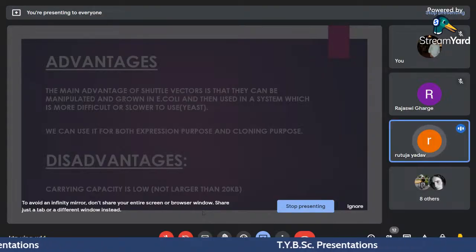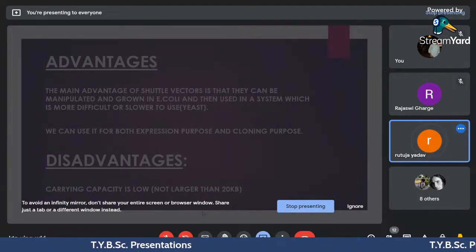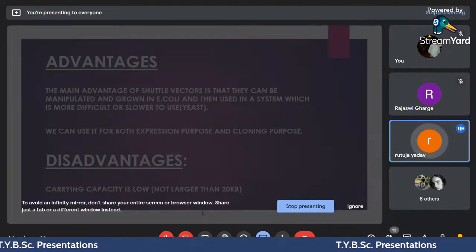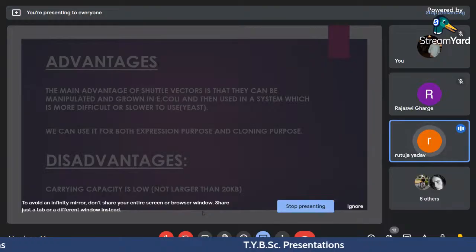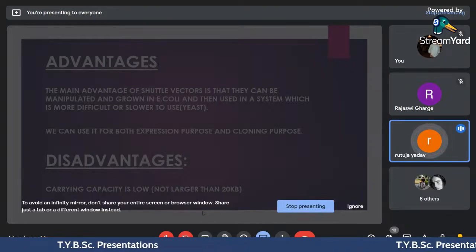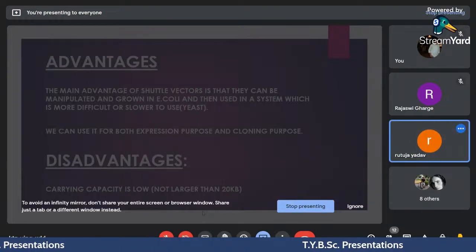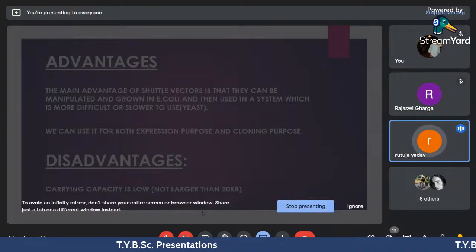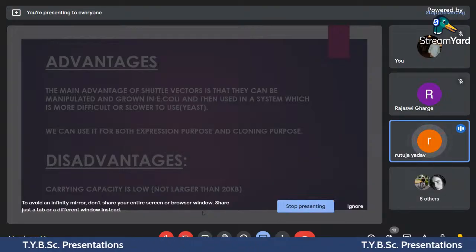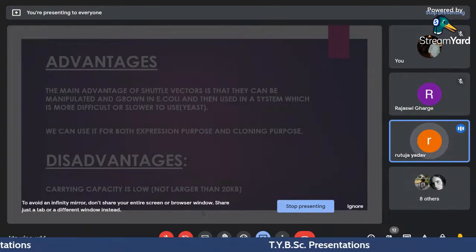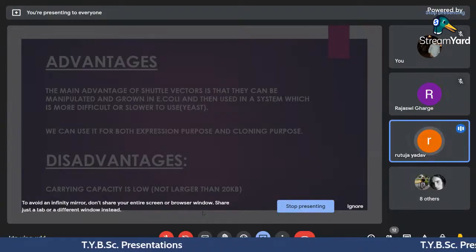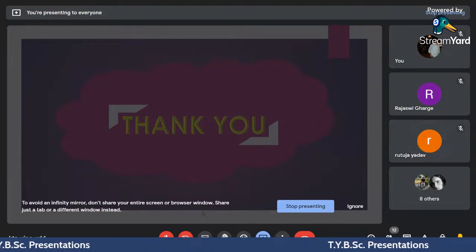Advantages and disadvantages. First are the advantages. The main advantage of shuttle vectors is that they can be manipulated and grown in E. coli and then used in a system which is more difficult or slower to use. And we can use it for both expression purposes and cloning purposes. Disadvantages: the carrying capacity is low, not longer than 20 kb. Thank you.